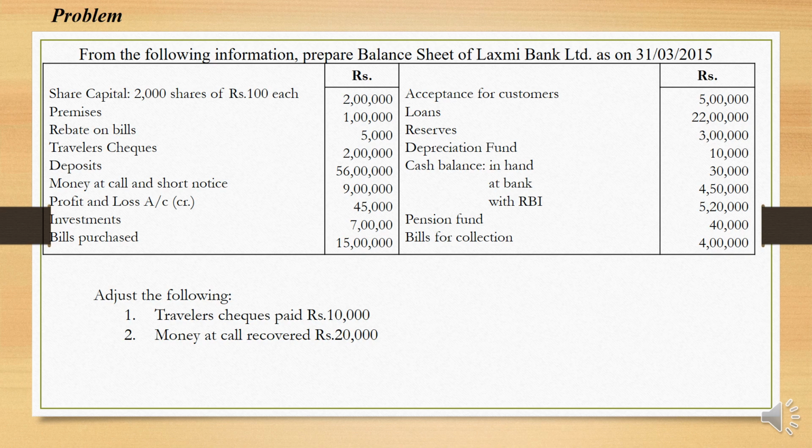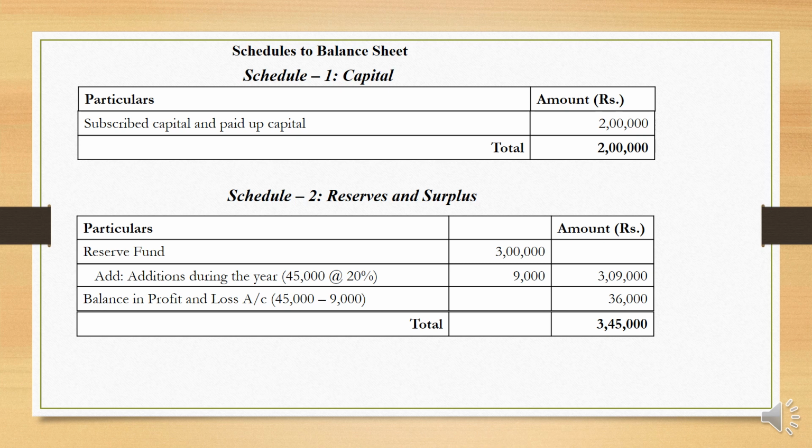Similarly, money at call, recovered in the sense like you had lent a loan, here it is money at call and short notice. You had lent 9 lakh, but out of that 20,000 is recovered. 20,000 is recovered means from this you have to deduct that. And meanwhile, one of the assets is coming down, and meanwhile you get the cash in hand is going to increase by 20,000. So this is the adjustment. So now look at the balance sheet formats.